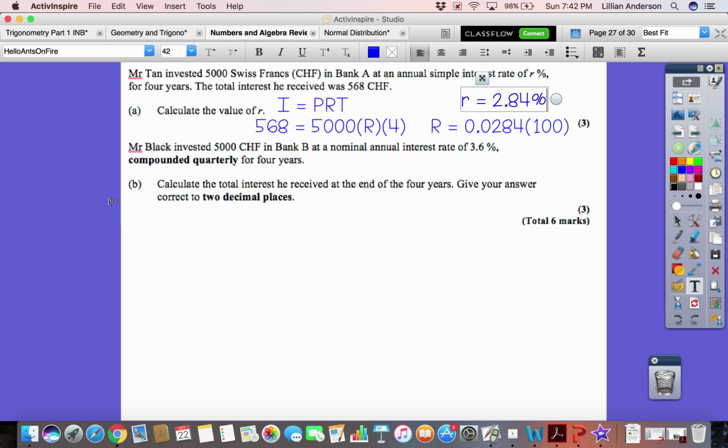Now, Mr. Black invested 5,000 francs in Bank B at a nominal interest rate of 3.6%, compounded quarterly for 4 years. Right there, it said compounded quarterly, which means you needed compound interest. Future value equals present value times 1 plus R over 100K raised to the KN, or whatever the formula is in the reference book. Okay, you need that K times 100 at the denominator of R.